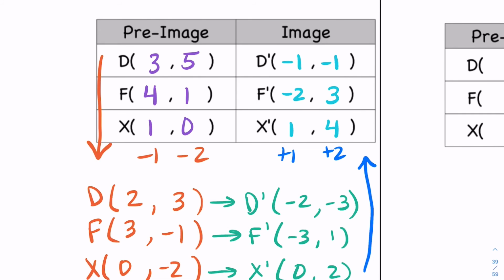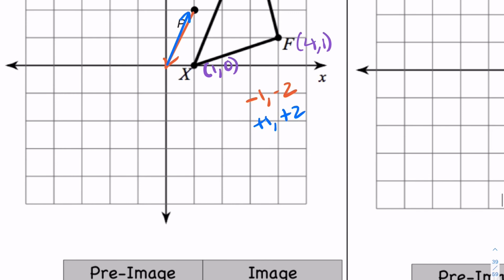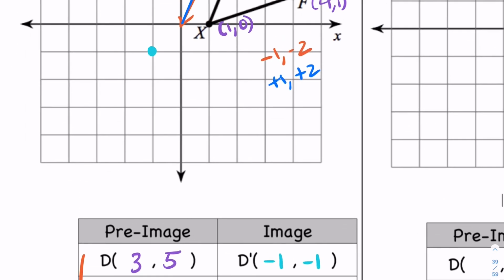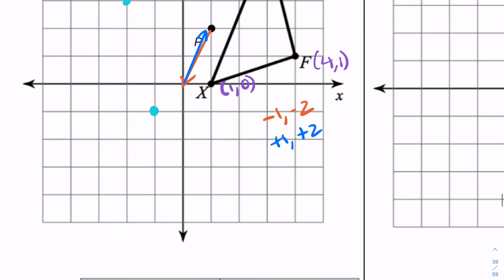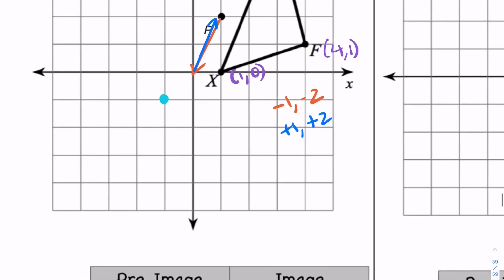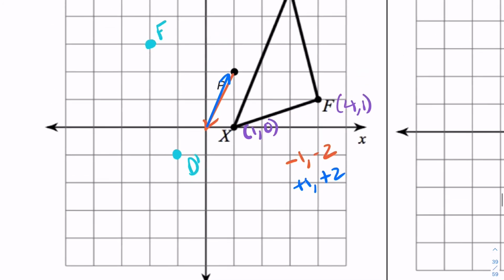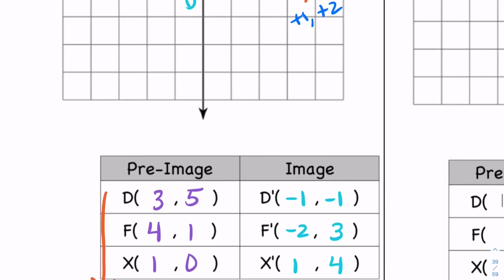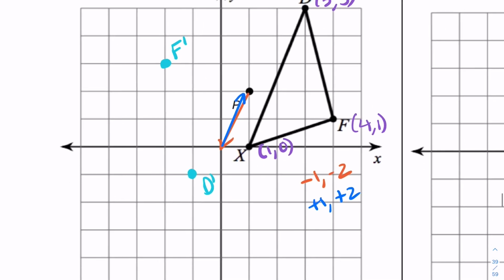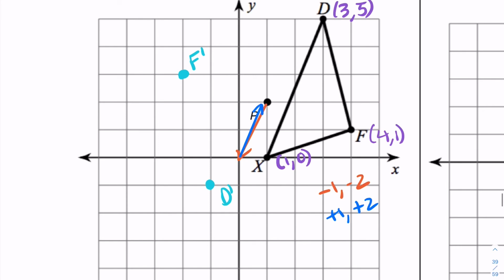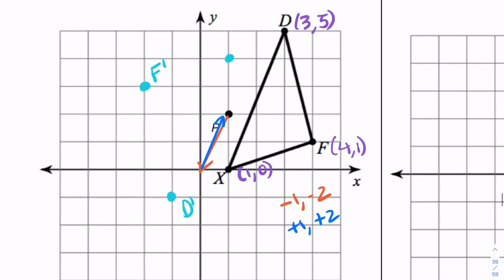So my new coordinates now are negative 1, negative 1, negative 2, 3, so that was D prime, F prime, and X prime is 1, 4. Wait, 1, 4, which is X prime.